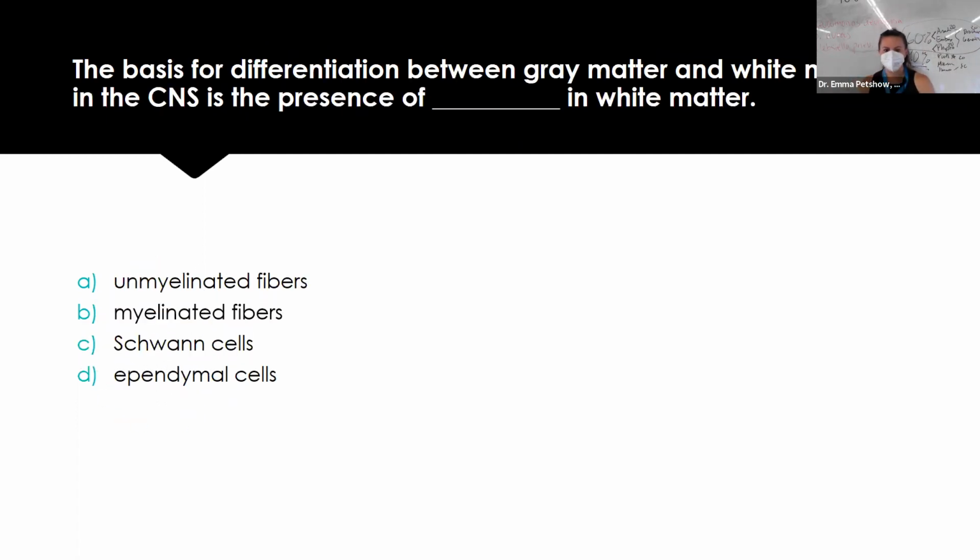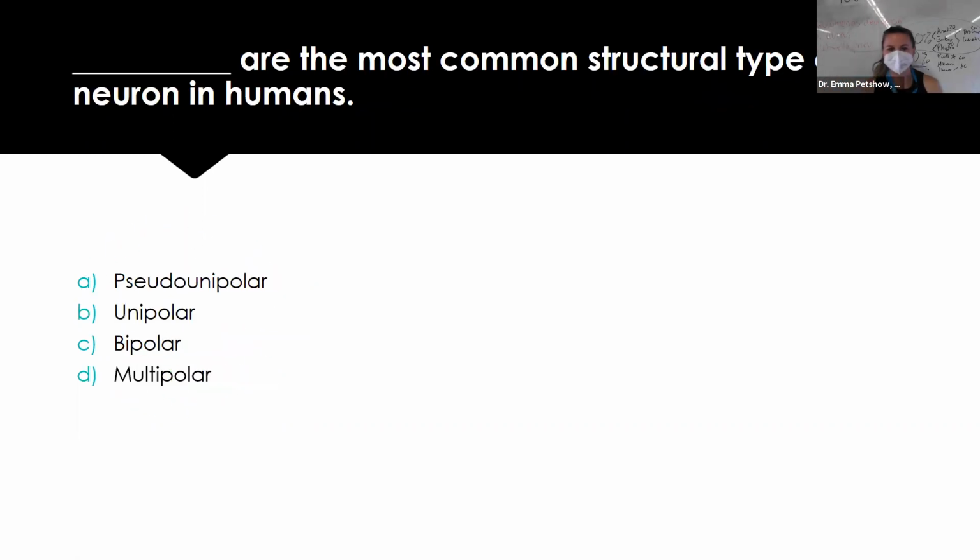Good, good. The basis for differentiation between gray matter and white matter in the CNS is the presence of what in white matter? Unmyelinated fibers, Schwann cells, or ependymal cells. What gives white matter its white matterness? Good. Our myelinated fibers, absolutely. See, this is neuro's easy. You got this. I realize that some of the questions are not straightforward, but you will get some of these straightforward ones, and you will know them now.